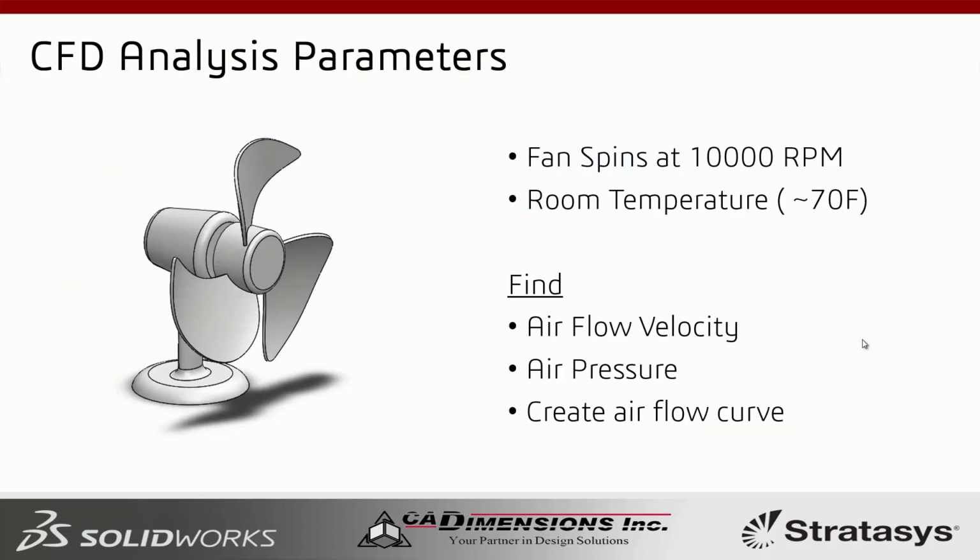For today's analysis, we're going to take a look at this very complex fan, and it's going to be rotating. The fan is going to spin at 10,000 RPM. That's the criteria that we've set, and it is spinning at room temperature, just about 70 Fahrenheit. We are trying to find the airflow velocity, the air pressure from the airflow velocity, and then create some airflow curves or chart based on those values.